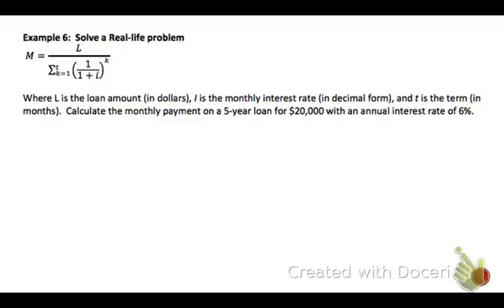All right, so we have to do a little bit of math gymnastics here. So it's M equals 20,000 over the sum of this series right here. So a couple things: a 5-year loan is 60 months, okay? Because notice that T is the term in months, okay? So our sum down in our denominator is going to range from 1 to 60.